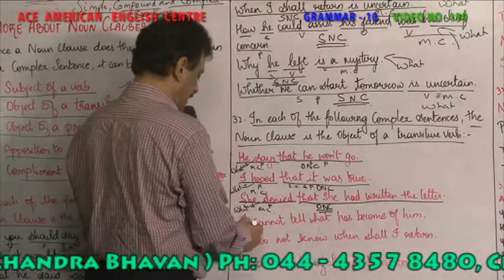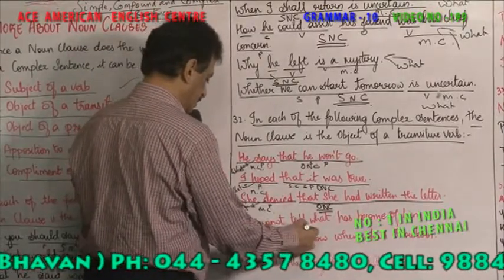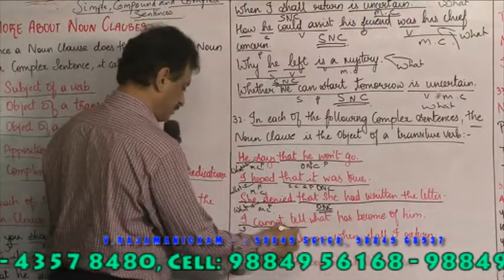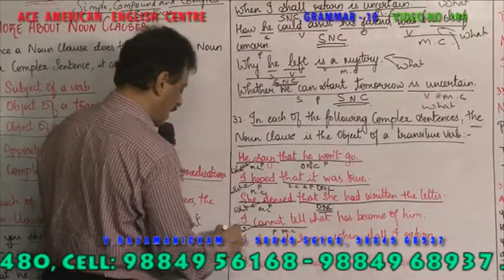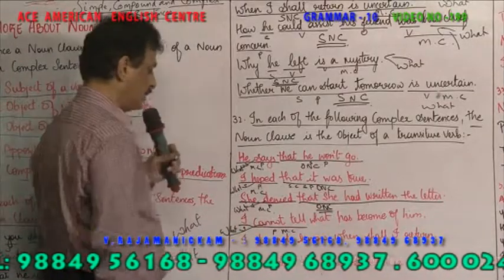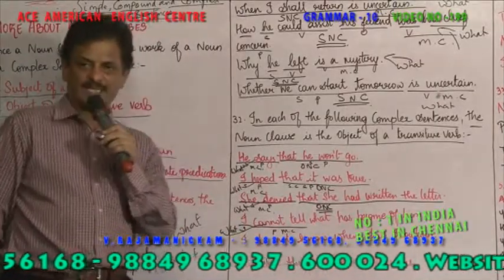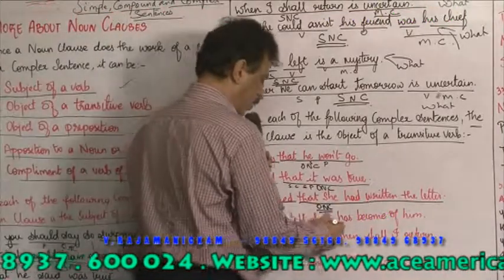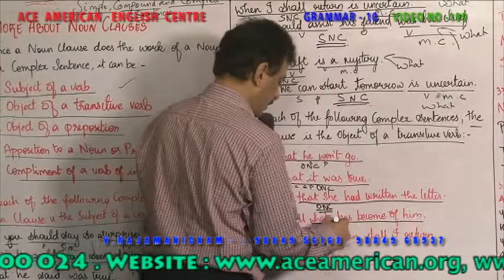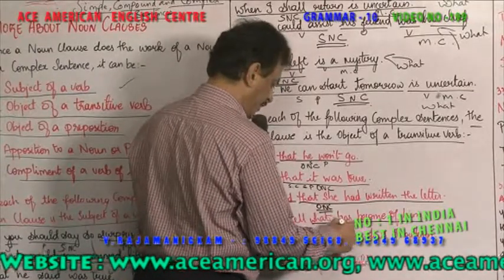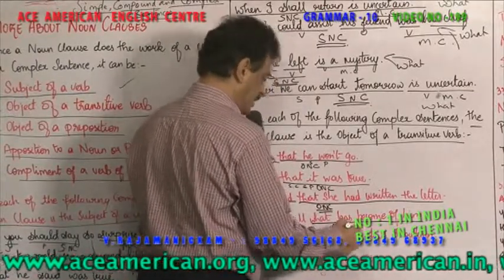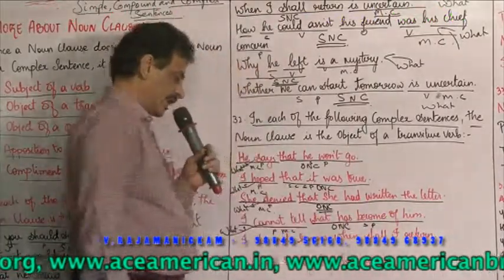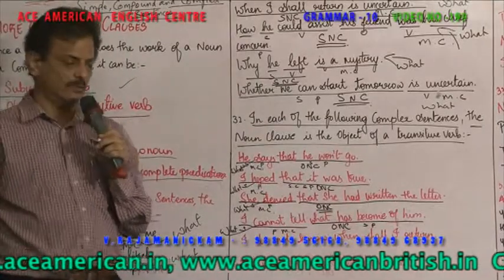I cannot tell. I is the subject. Cannot tell is the verb predicate. So it becomes a main clause. It gives a full meaning. I cannot tell what? You ask a question. What can I not tell? And the answer you get is what has become of him. So it is an object. It is the function of a noun, and it is a clause. It has its subject and predicate. Object noun clause.